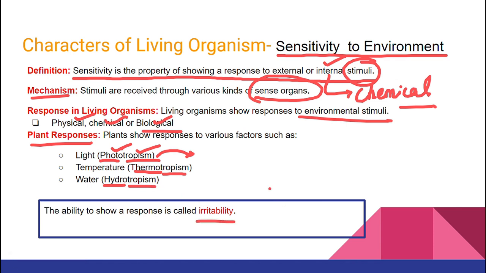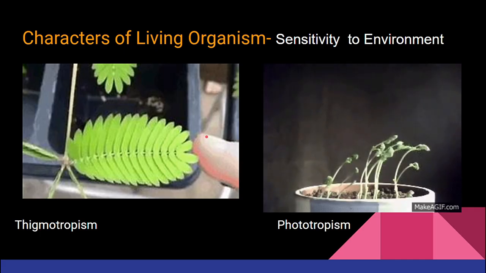What is irritability? Irritability is nothing but the ability to show a response. Now if you are able to show the response, that property is called irritability. Suppose I am pinching you and you are not showing the response towards me, that means you do not have the property of irritability. But if we all have sense, definitely we are going to show the response towards the stimuli.